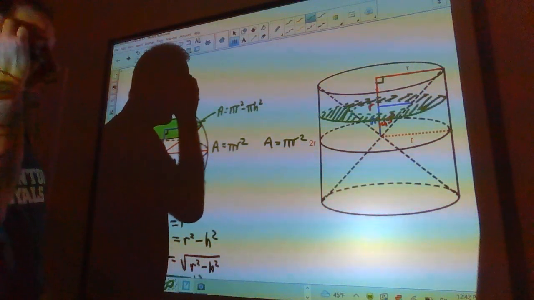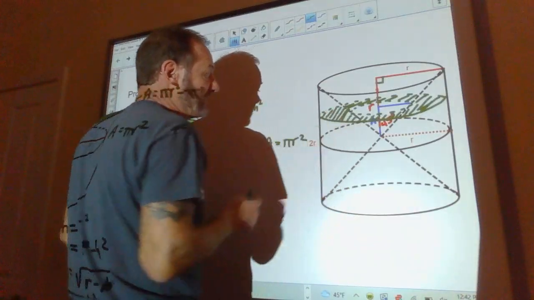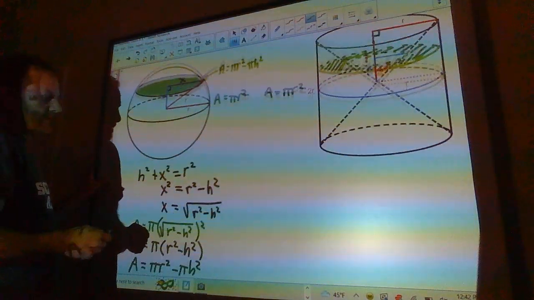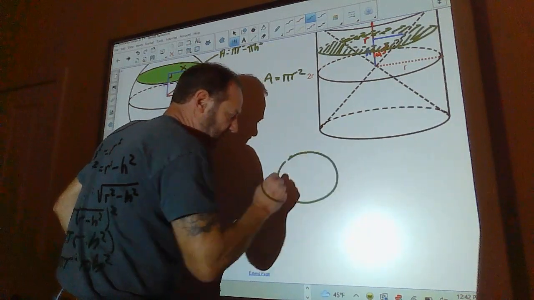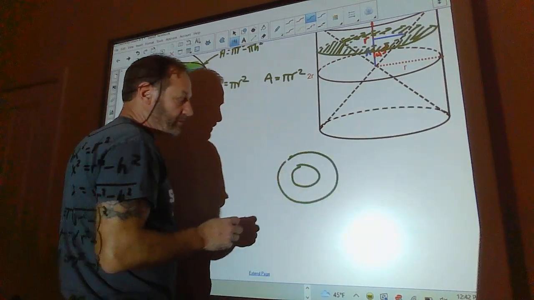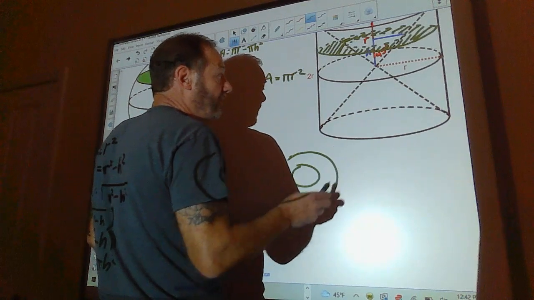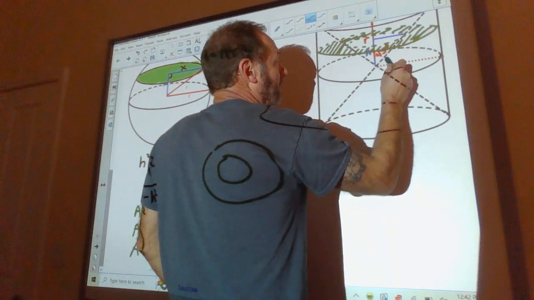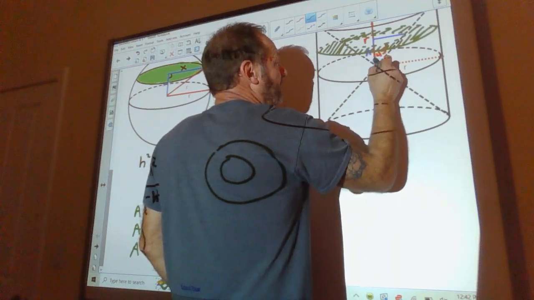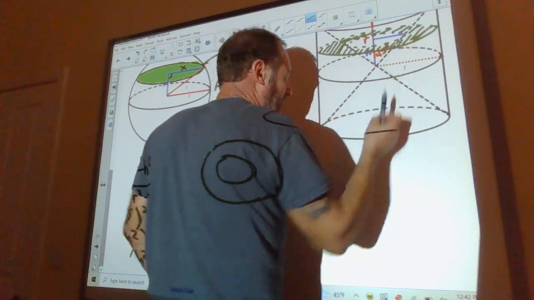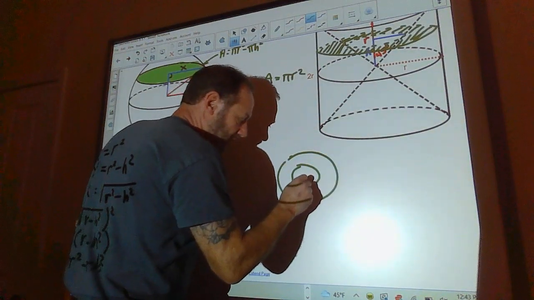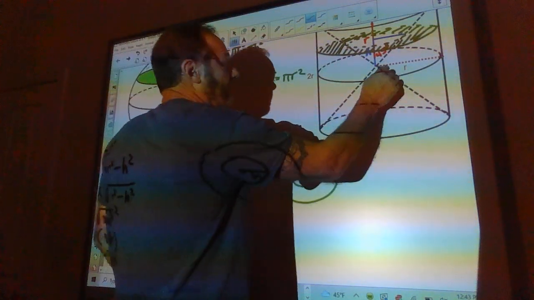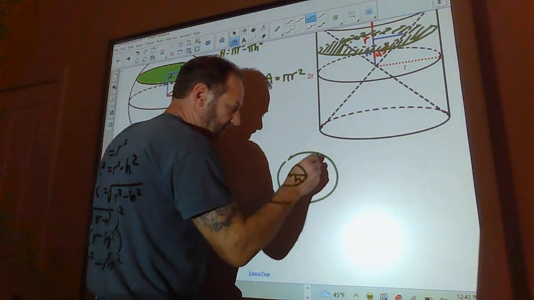Okay, so now I gotta find the area of that ring right there. Okay, so let's kind of just draw it down here. So basically I've got a circle with another circle in the middle. Okay, now see how this is a 45, 45, 90 right triangle right here. Okay, so that means if this is h going up here, this has to be h going right here. So the inner circle is going to have a radius of h. The outer circle is going to have the same radius as this. It's going to have a radius of r.